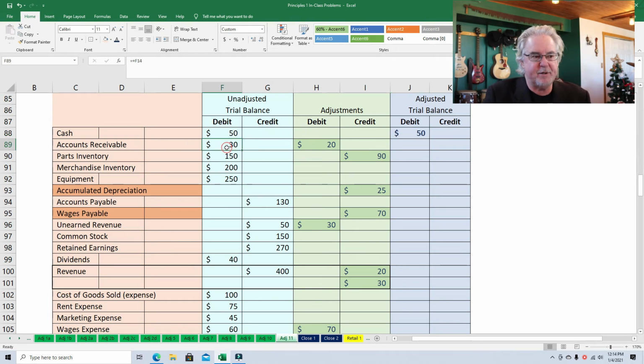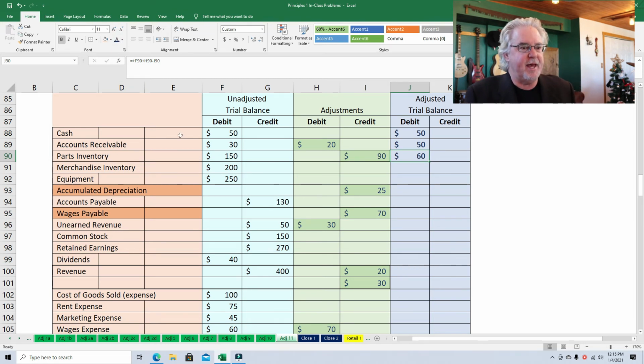Accounts receivable has got a debit balance of 30. In the adjustments, we're adding another debit, so that is a grand total of 50. In other words, add a debit with another debit, you get a bigger debit. There you go. Now, parts inventory. Parts inventory starts out as a debit of 150, and we're crediting it for 90. So 150 minus 90 is 60. There you go. It makes sense. If you recall, that parts inventory, Fred really only had $60 of inventory sitting on the shelf. Merchandise inventory, it's a debit for 200.